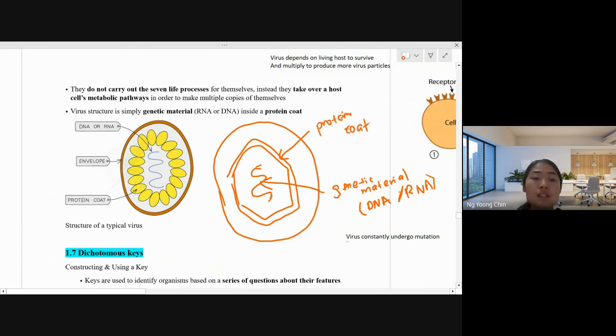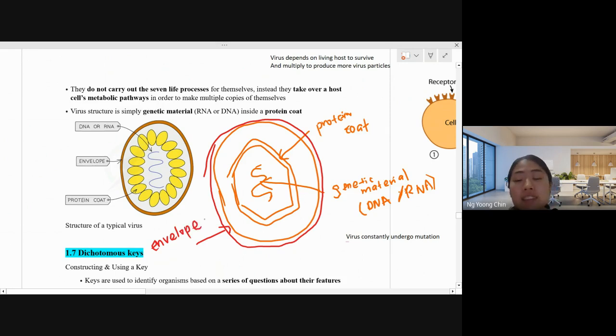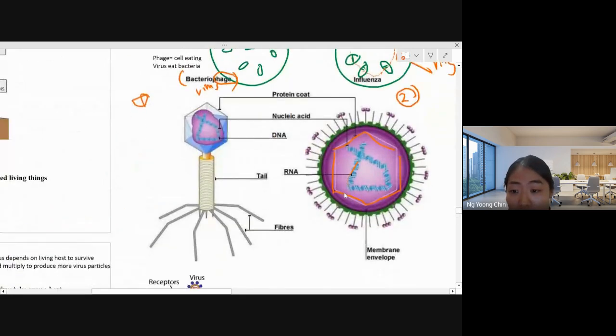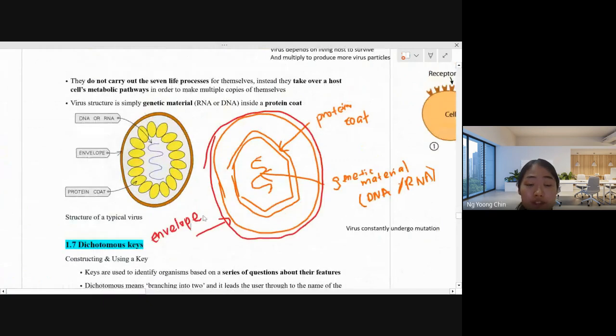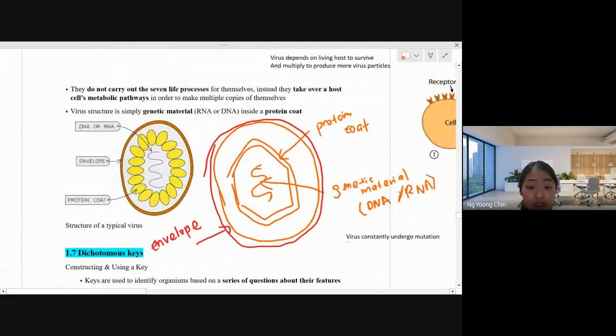Then how about the outside? So the outside, they have this envelope. This envelope is usually made of lipid. So they have a lipid envelope just like this. Does this picture show you? They didn't show you. It's okay. So you should know they have the envelope outside, which is the outer surface.